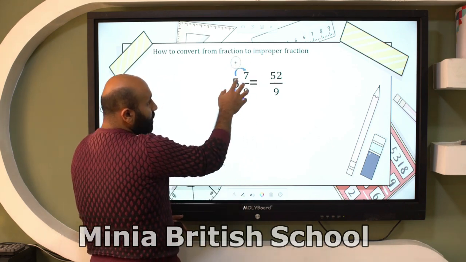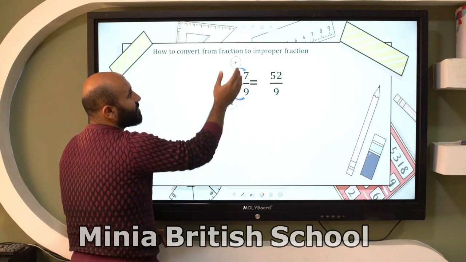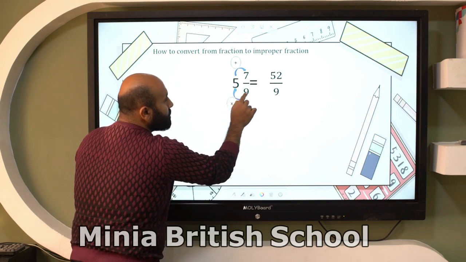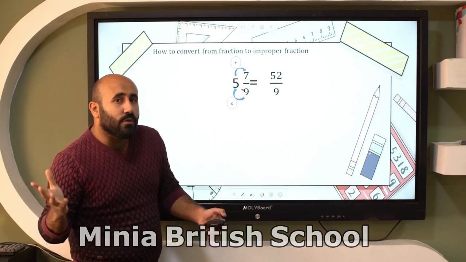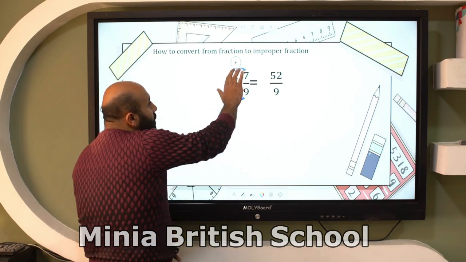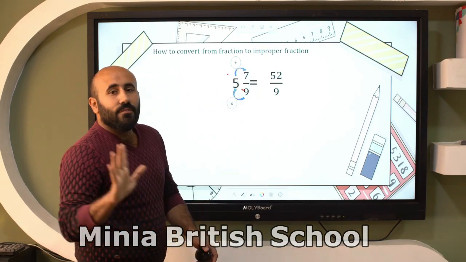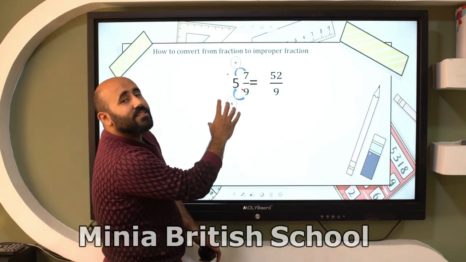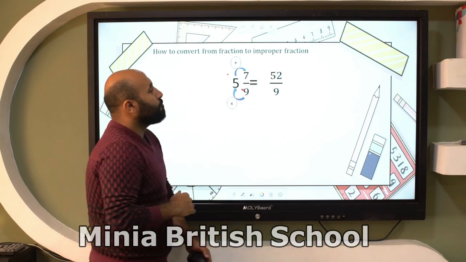For example, 5 and 7/9. When I want to convert it into an improper fraction, first I will multiply 9 times 5. 9 times 5, as you all know, equals 45. 45 plus 7 equals 52. So the 5 and 7/9, this mixed number, as you see, I have converted into an improper fraction.